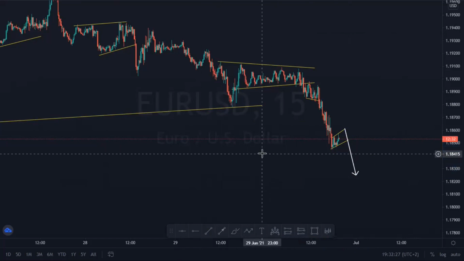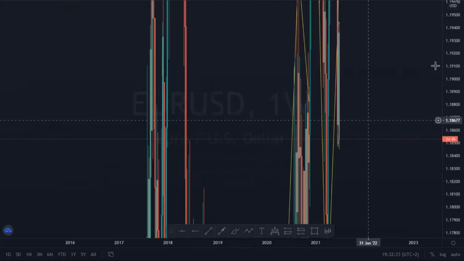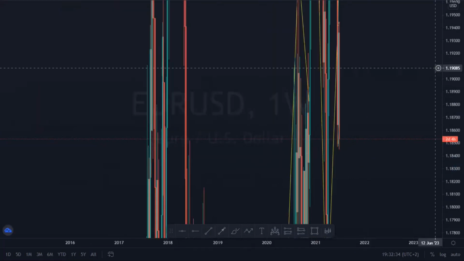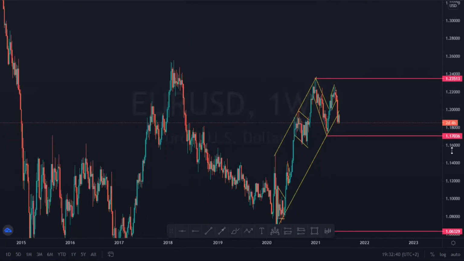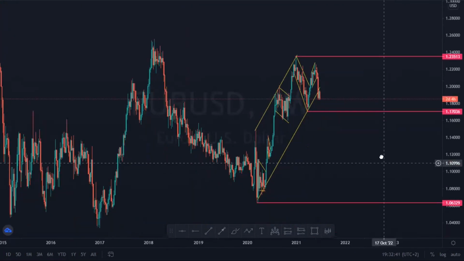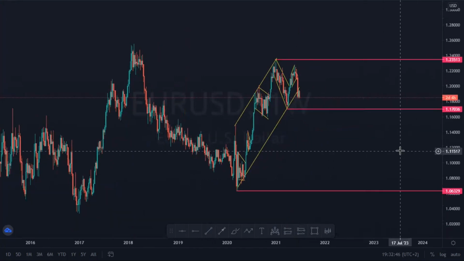Again, let's recap. Started from 1 week. Or you want us to do another pair? Yeah, let's do another pair. Last one. Which one do you want us to do? Anyone? Gold.